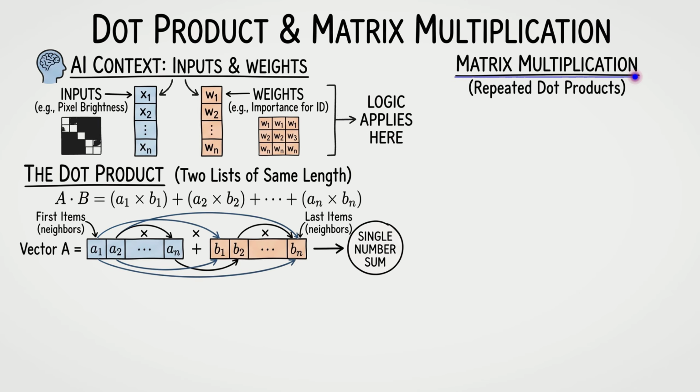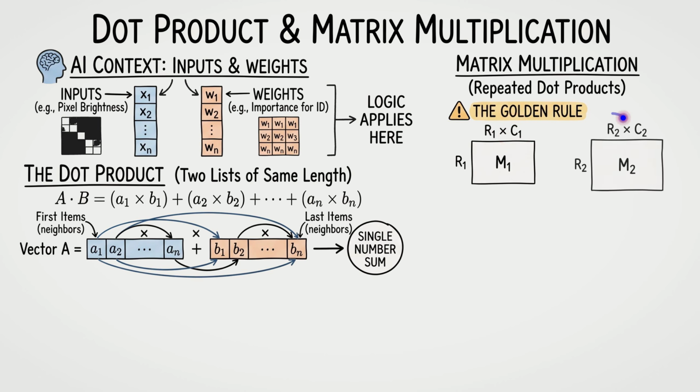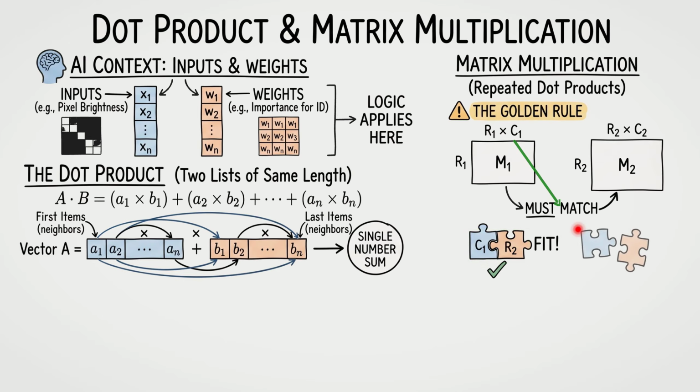Now, matrix multiplication is just the repeated application of that simple dot product. But there is a golden rule for this to actually work. To multiply two matrices together, the number of columns in the first matrix must exactly match the number of rows in the second matrix. If these numbers match, it's like puzzle pieces that fit perfectly together. If they don't match, the puzzle pieces clash, and the multiplication is impossible.